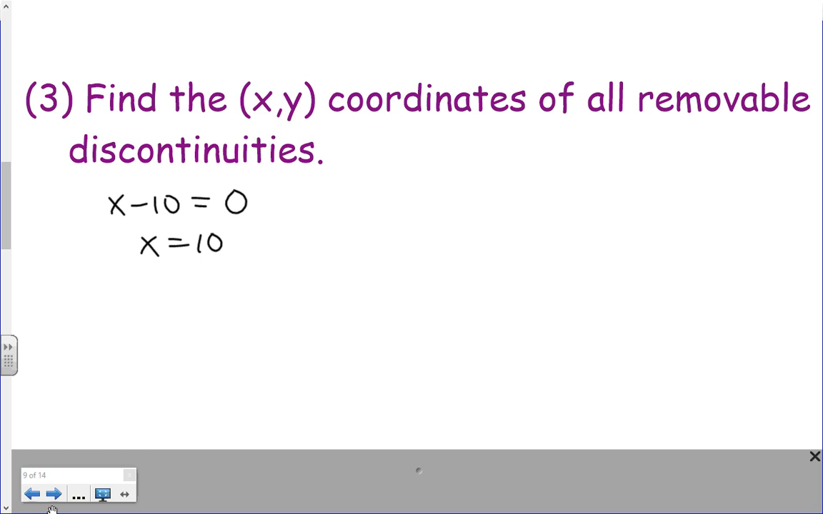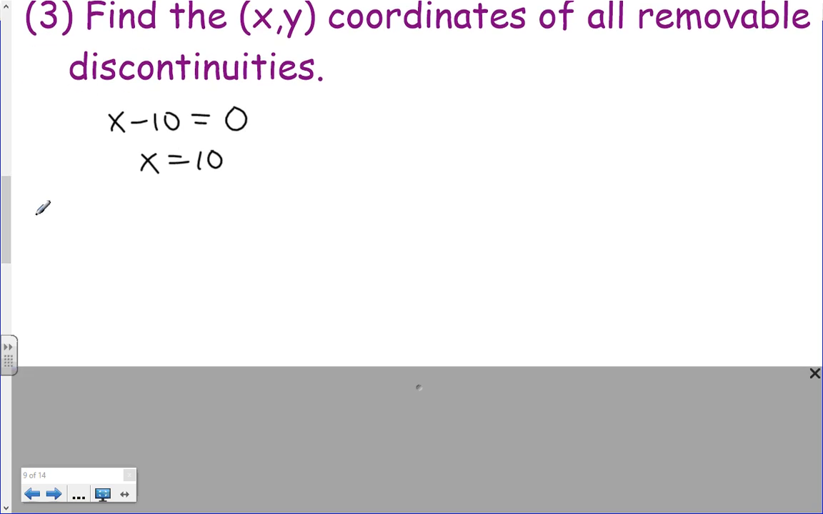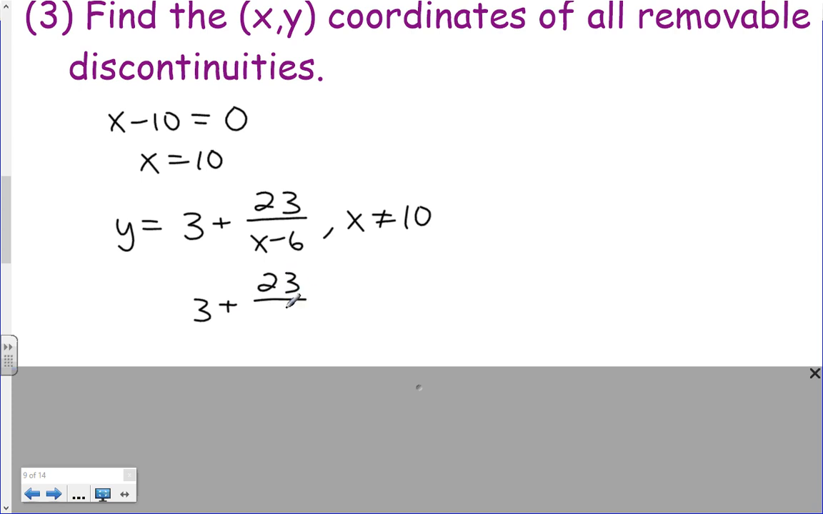Now, it turns out you can actually find the location of the y value of where that removable discontinuity is. And to do that, you have to take that simplified form that we had here. I'm going to call this y, which is equal to 3 plus 23 over x minus 6, that simplified form. And again, this is on the domain for x not equal to 10. But if you actually plug in 10 in here, it will give you the actual y value of where this removable discontinuity has to be. So let's do that. This will be 3 plus 23 over 10 minus 6.